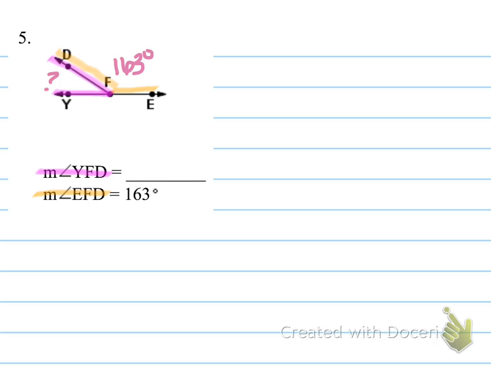Again, notice I've labeled everything on my picture before I've done any kind of calculation. Now on my lined sheet of paper, I'm going to write the number 5. And we need to decide what kind of angles these are. When we put the two angles together, I notice that they form a straight line. So these are supplementary angles.